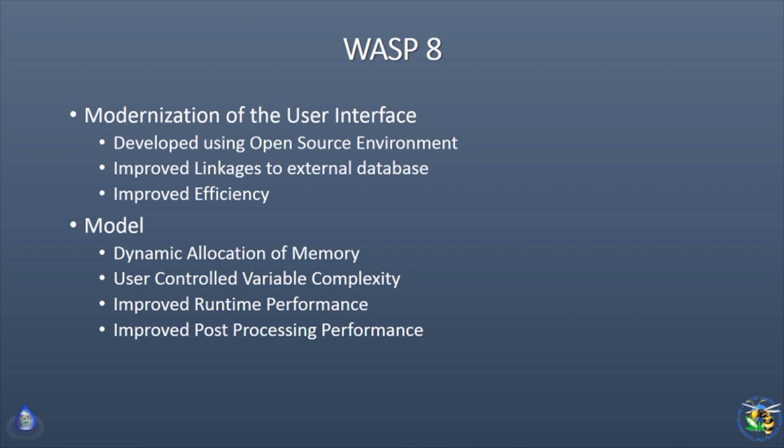We improved the runtime performance. WASP 8 is probably about 2.5 to 3 times faster than WASP 7. And we've spent a significant amount of time to improve post-processing performance because, as we move forward in water quality modeling, the water bodies that we take on have become more and more complex, larger systems. Thus, the model output becomes larger in size, and to render it and look at results more quickly was an important aspect that needed to be considered.